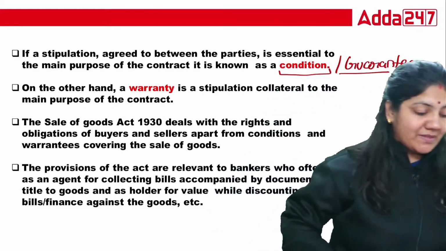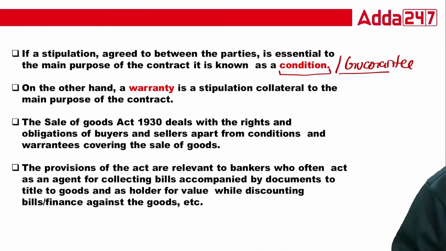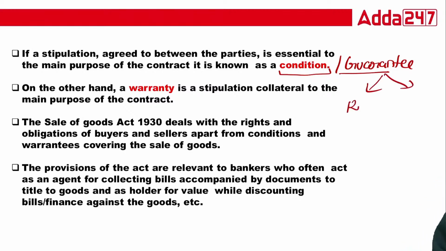So in the condition, the buyer has the right for a refund, and the buyer can also ask for breach of contract. Okay, this is called condition. And what is warranty? See, you have to just learn two words. In condition, you have to understand the main purpose, and in warranty, you have to understand the collateral.